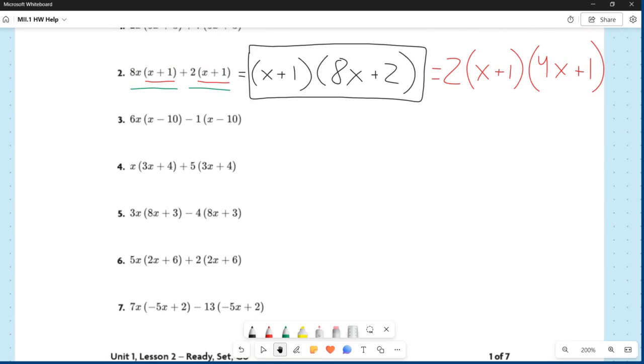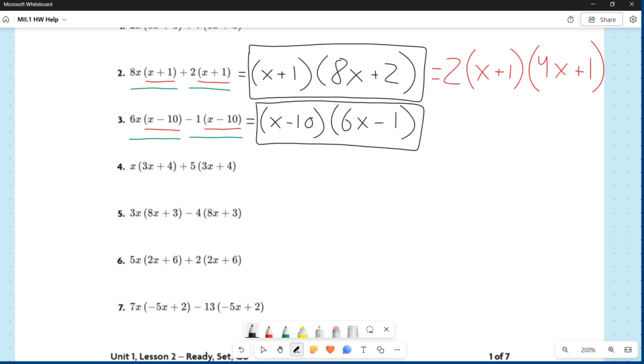Next question is number 3. And again, we can see that they have a common binomial of x minus 10. So we are going to factor that out. Then we're going to look at our first term and our second term, and our second binomial in the answer is going to consist of sort of what's left over. So in the first term, we're left over with a 6x. And in the second term, and again, notice it's being subtracted, so you want to say minus 1, because of that minus that's in front of the 1. And that is our final answer.